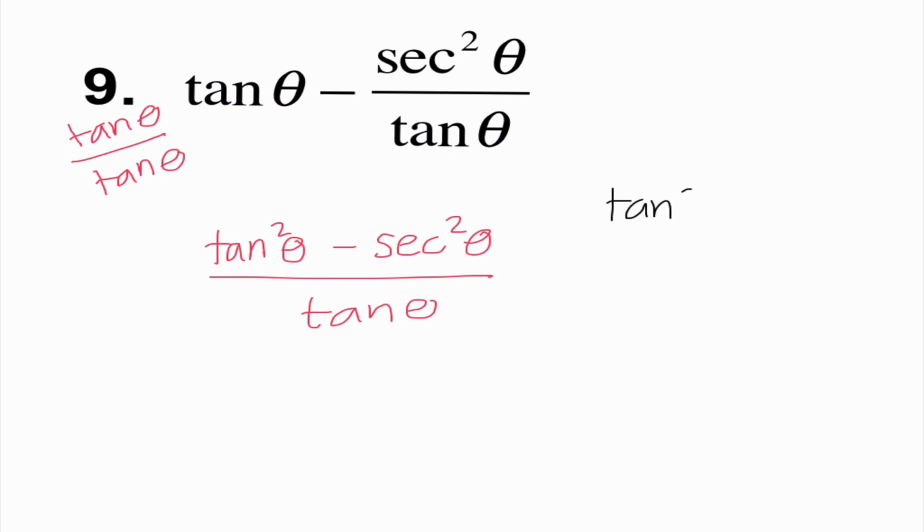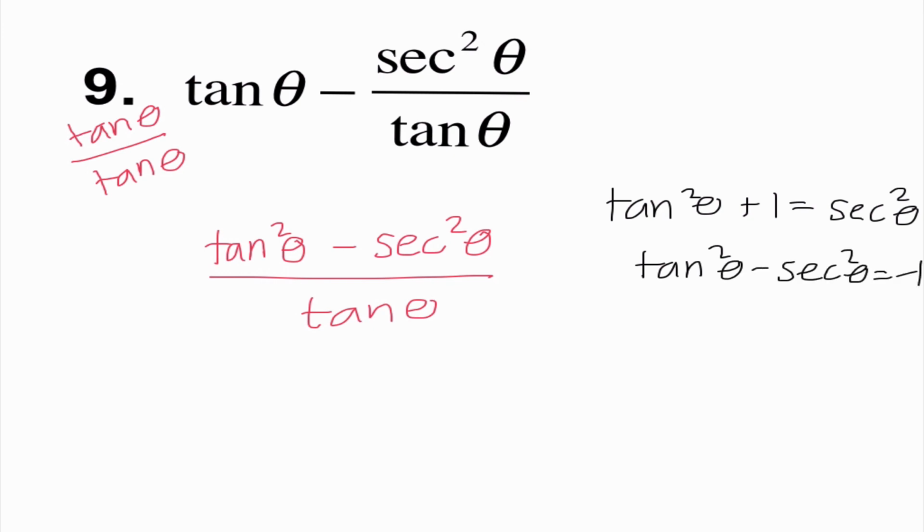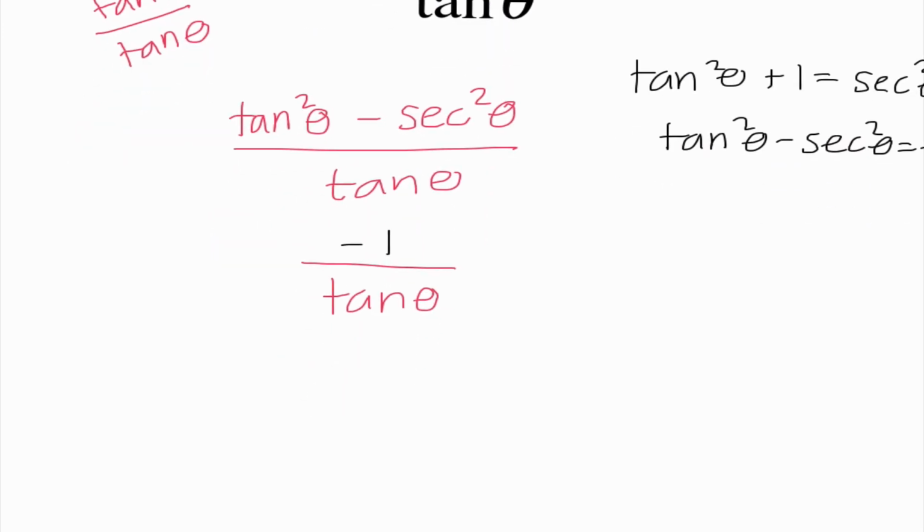Now, I also know that tan squared plus 1 is secant squared. So if I subtracted secant squared and subtracted 1 from both sides, I get tan squared minus secant squared is negative 1. So I'm going to say that this is negative 1 over tan theta. And I know that the reciprocal of tan is cotangent. So my answer is negative cotangent.